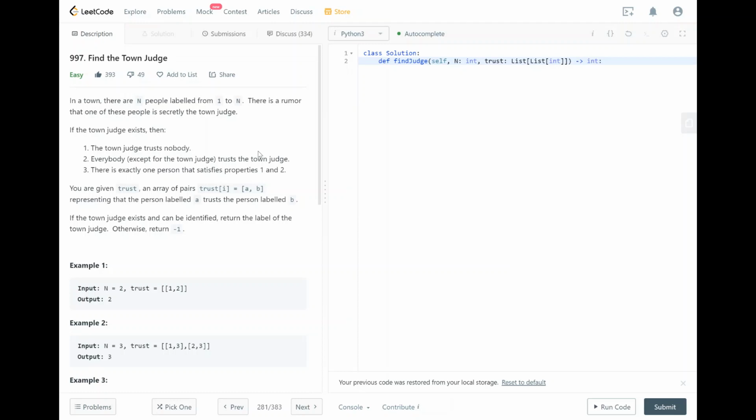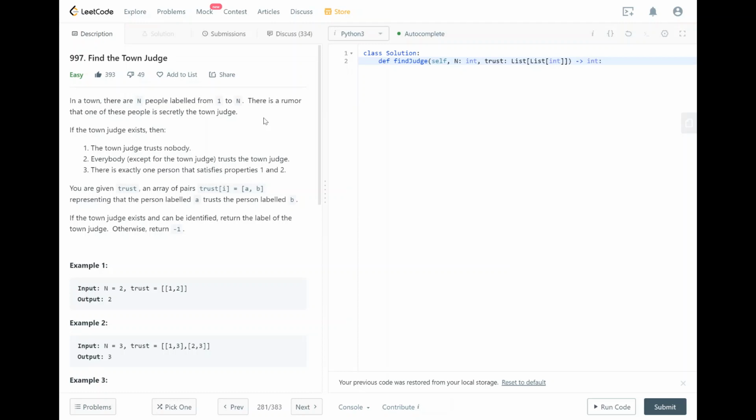So for these videos, I always start off by reading the problem description. In a town, there are n people labeled 1 to n. There is a rumor that one of these people is secretly the town judge. If the town judge exists, then number 1, the town judge trusts nobody. Number 2, everybody except for the town judge trusts the town judge. Number 3, there is exactly one person that satisfies properties 1 and 2.